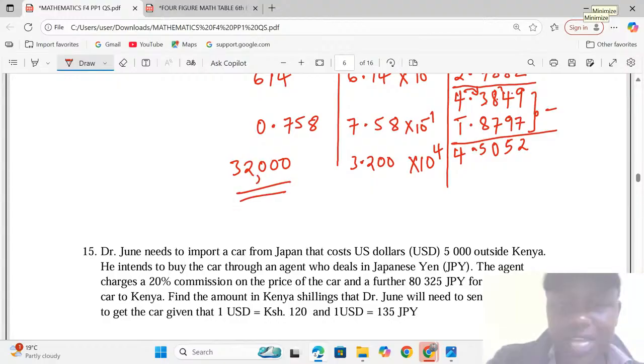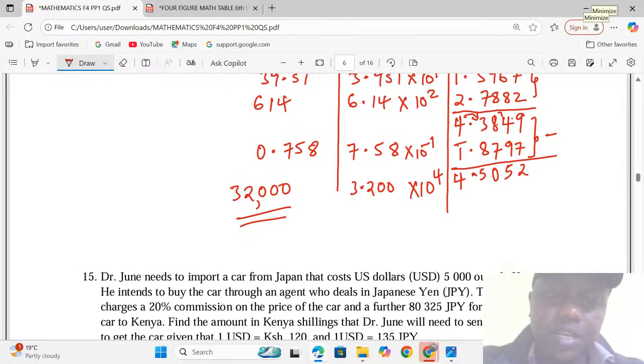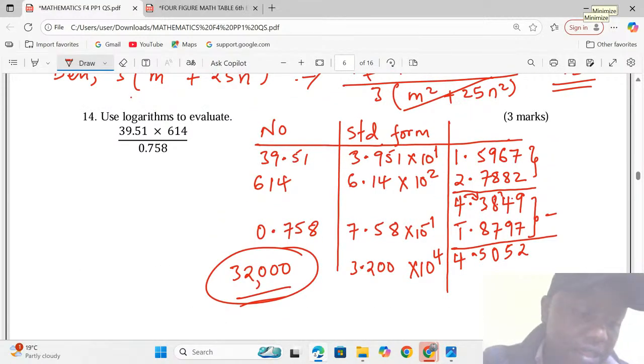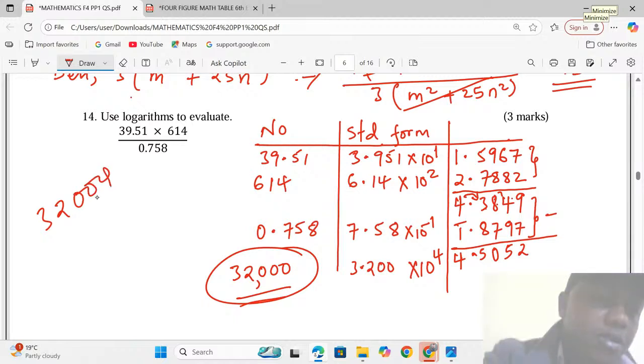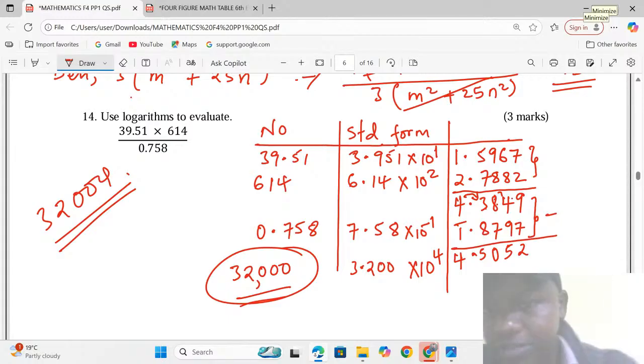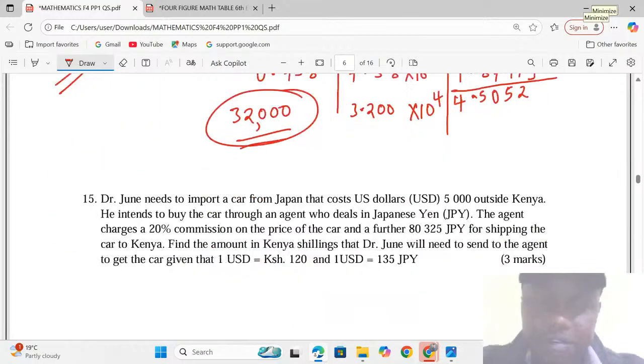I want to assign everybody a simple assignment. If this is our answer, just go to your calculator. Type 39.51 multiplied by 614. Then we divide by 0.758. This is giving me 32,004. You see, we have done a very good estimation using the mathematical 4-figure table.